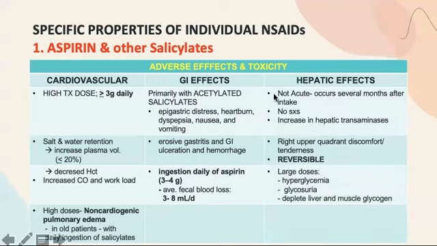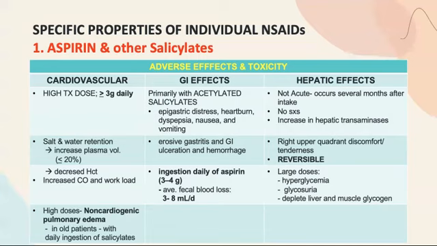Salicylates can cause hepatic injury, usually after high doses that result in plasma salicylate concentrations greater than 150 micrograms per ml. The injury is not an acute effect, but instead, its onset happens after several months of high-dose treatment. The majority of cases occur in patients with connective tissue disorders. There are usually no symptoms.